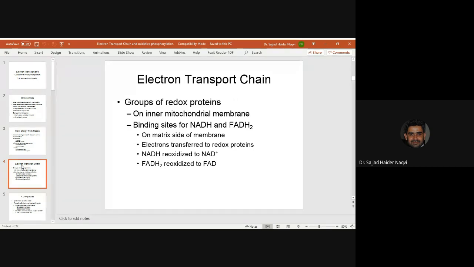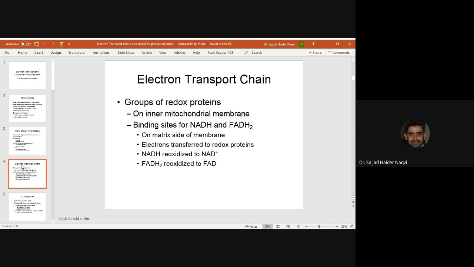So let me revise again. Redox proteins are the proteins which will be simultaneously reduced and oxidized. That's why we call them redox proteins. And as I said, their location is on the inner mitochondrial membrane. The purpose of these redox proteins is that these are the binding sites for the NADH and FADH2, and thereby they facilitate the binding of NADH and FADH2 to transfer their electrons from the mitochondrial matrix to the inner side of the mitochondria, where oxidative phosphorylation takes place.